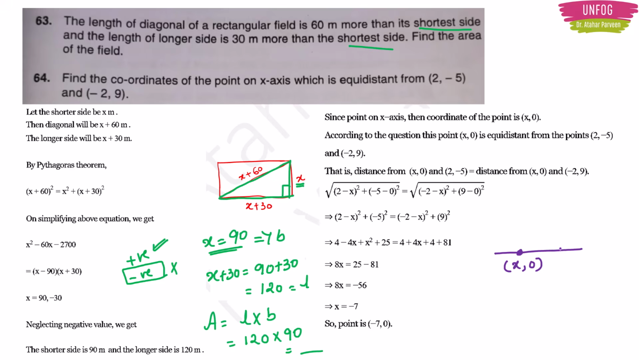And what are the other 2 points which are equidistant from this? One is (2, -5), so it will be somewhere here, and another one is (-2, 9), so it will be somewhere here, right? So these are the points. It is equidistant like this. Okay. Now you can equate these two distances because they are equidistant.